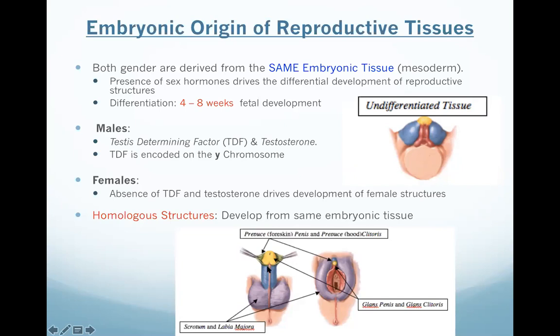We can see the skin over the shaft of the penis here becomes essentially the skin that we call the hood over the clitoris. The scrotum, this fleshy sort of external pouch of skin, is homologous with the labia majora. If we look at this thin frenulum that we see in the male here, that becomes the labia minora. So we see a lot of homology between male and female structures because they're developing from the same embryonic tissue.